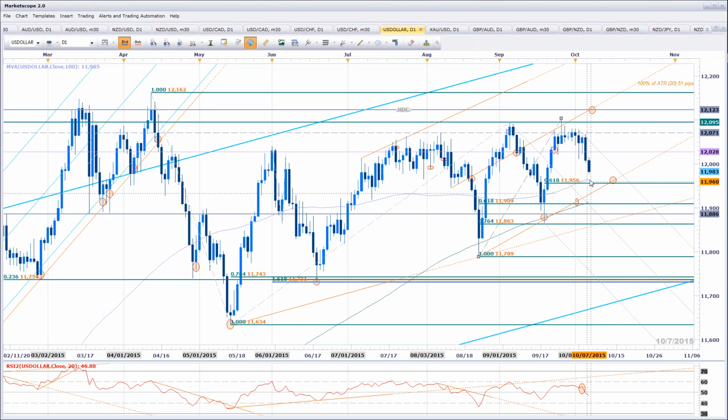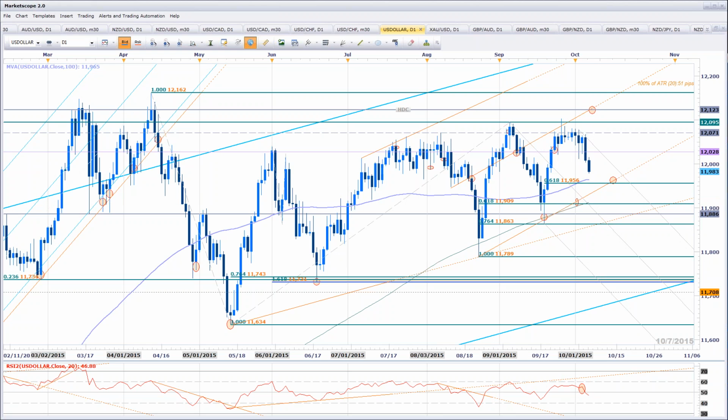So we'll be looking for support at that 100-day moving average, which comes in around 11,965. A little bit lower, you have the 618 retracement of the advance off of last month's low. That comes in at 11,956. At this point, we're still going to favor the downside while below 12,028, which was last month's open. Over the next few days coming into the end of the week, that's going to coincide very nicely with that upper median line parallel.